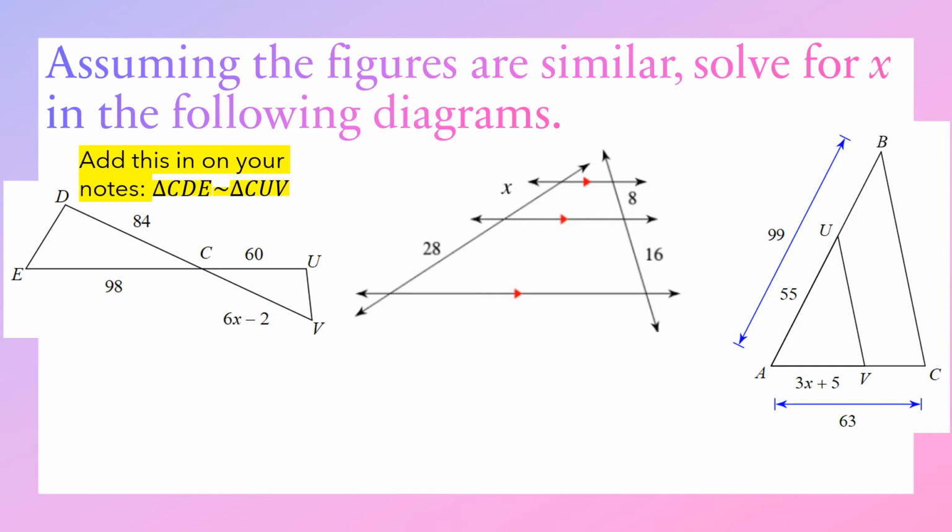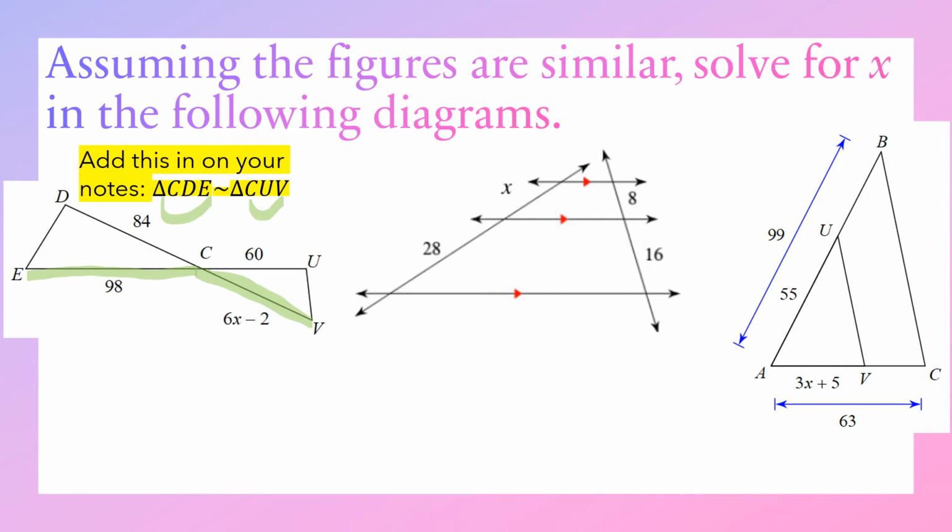In your notes, if you printed these out, please make sure to add in that highlighted part that triangle CDE is similar to triangle CUV. If you look at that picture without having the similarity statement, you're not going to get the right answer. So I'm going to go ahead and highlight my sides that are corresponding. So EC here goes with VC. So this one here. See how that happens?